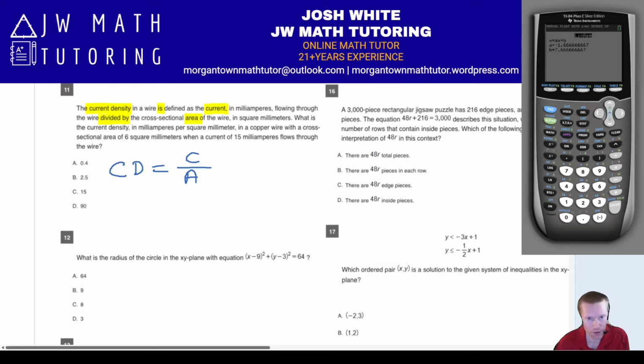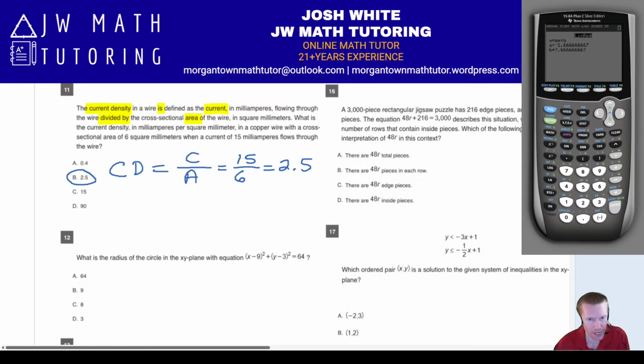And then as we're reading through, what is the current density? Okay, so that's what we're trying to figure out. But cross-sectional area is 6 square millimeters, so it's 6. And the current is 15. So you're literally just plugging in 15 for current on top, 6 for the area on the bottom, and then you just simplify this or divide it out, and it comes out to 2.5. And that's it.